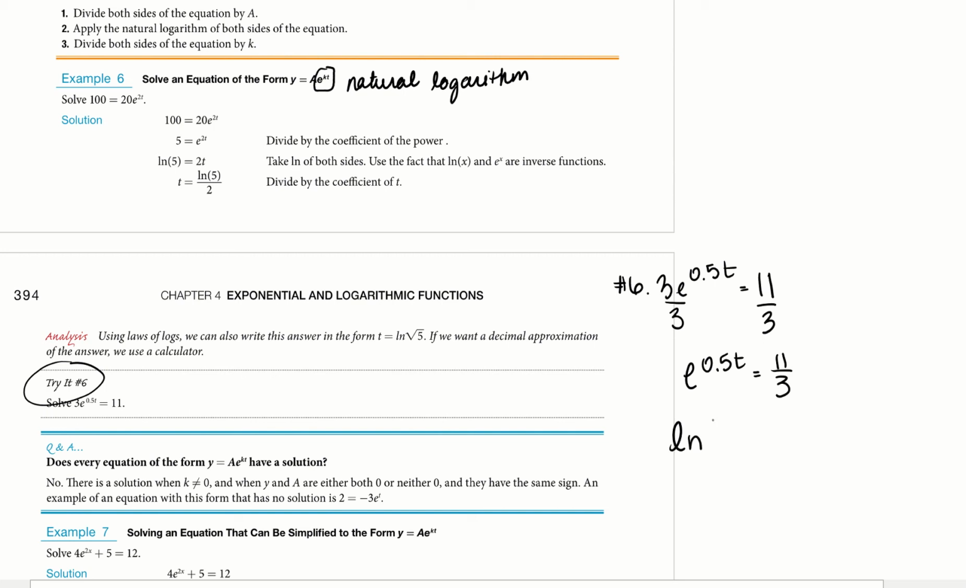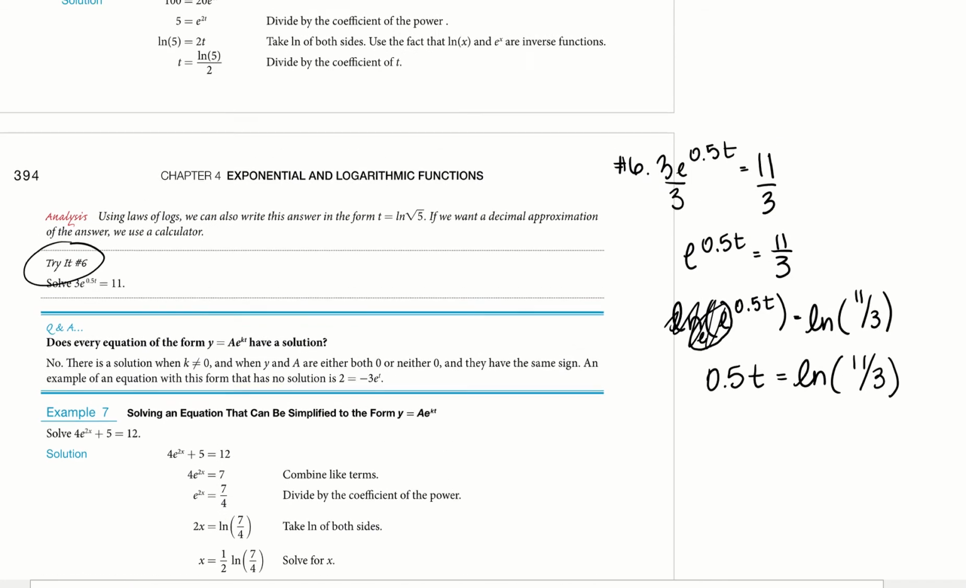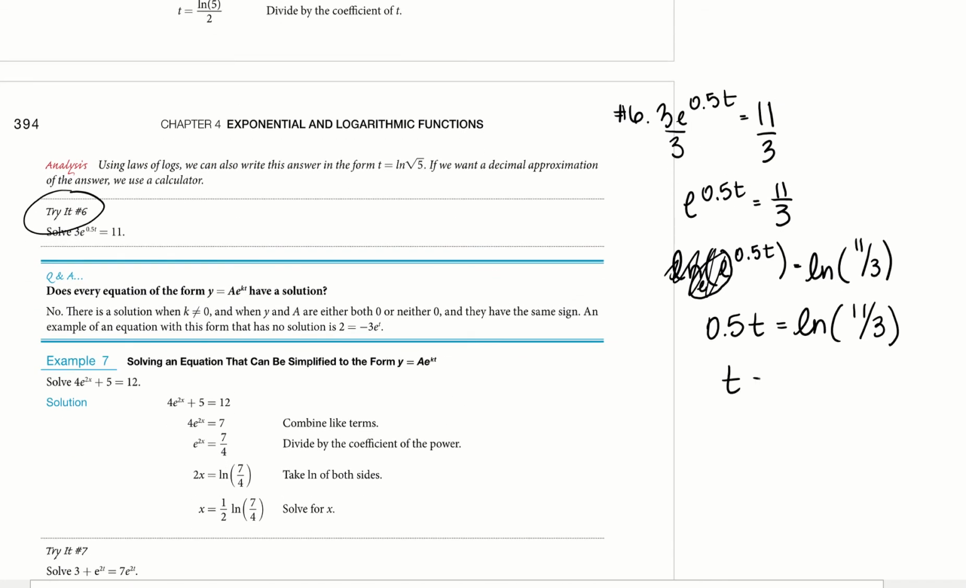And I'm going to take ln of both sides. And what this cool trick allows us to do is, do you remember how ln is to the base e? And anytime you have the base, and then you have a base again, they cancel. So it just gives you 0.5t equals ln(11/3). So you will get t equals ln(11/3) divided by 0.5.